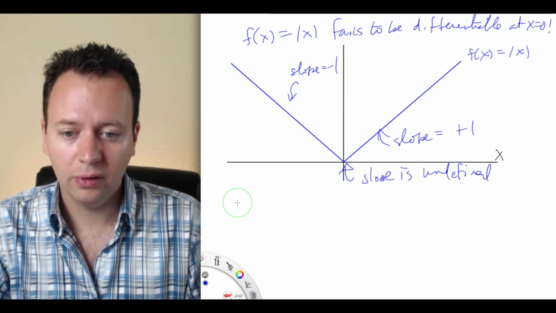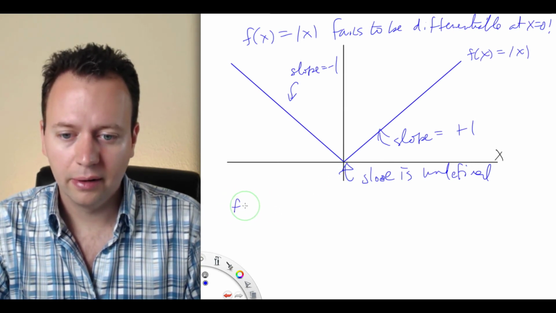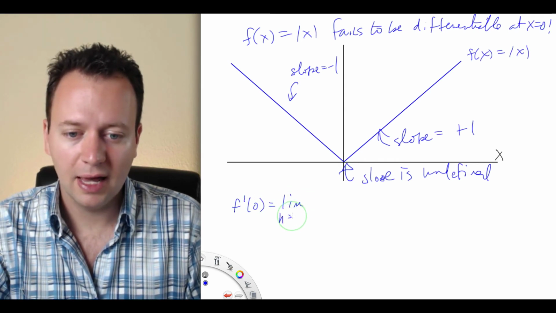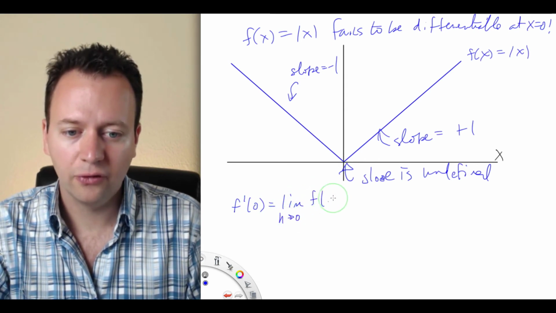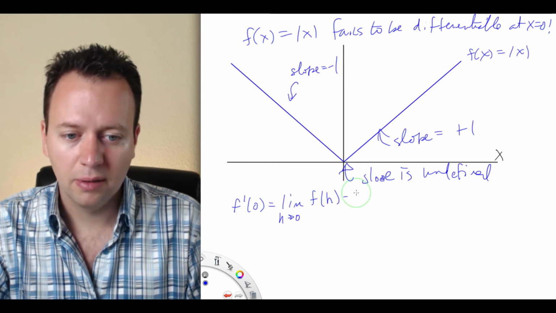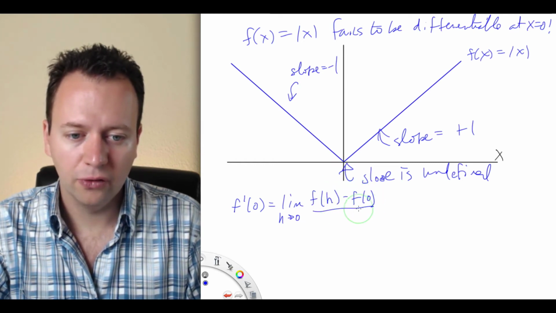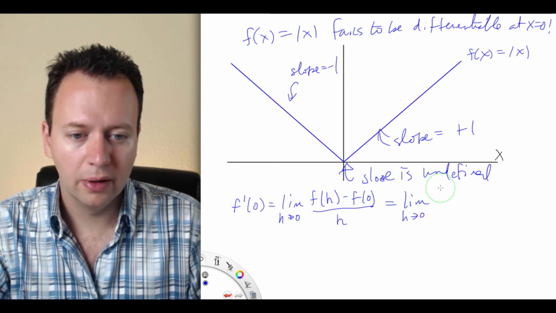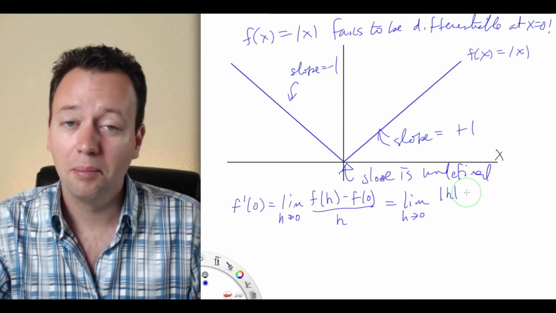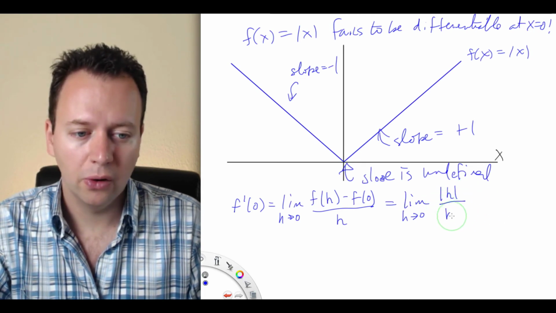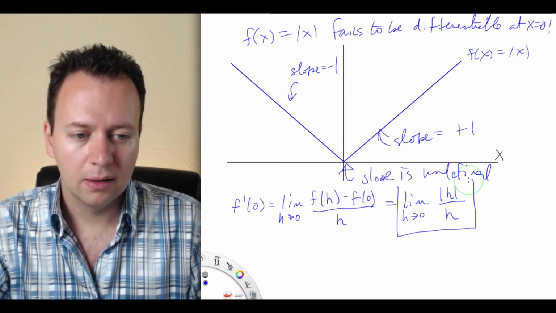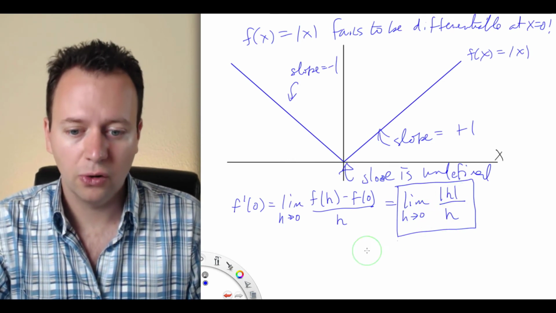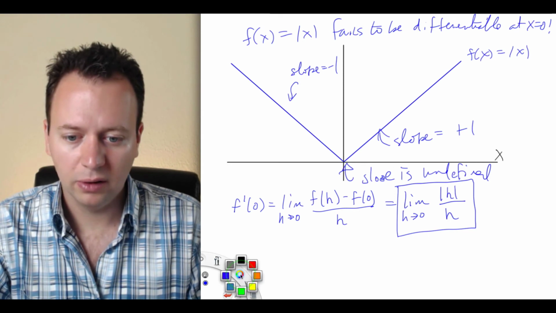To prove that, let's consider f prime of 0. By definition, it's going to be the limit as h goes to 0 of f of 0 plus h minus f of 0 over h. So this is the limit as h goes to 0 of the absolute value of h minus the absolute value of 0 over h. So it's the limit as h goes to 0 of the absolute value of h over h. Now, what does that one look like?